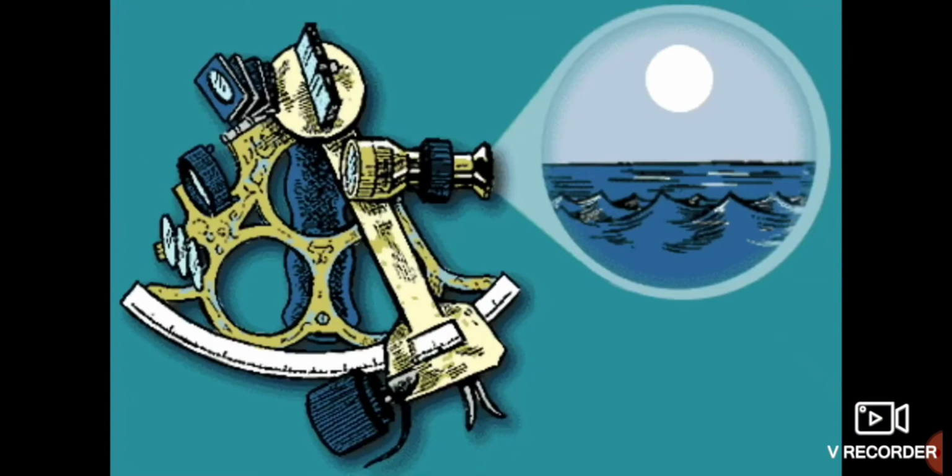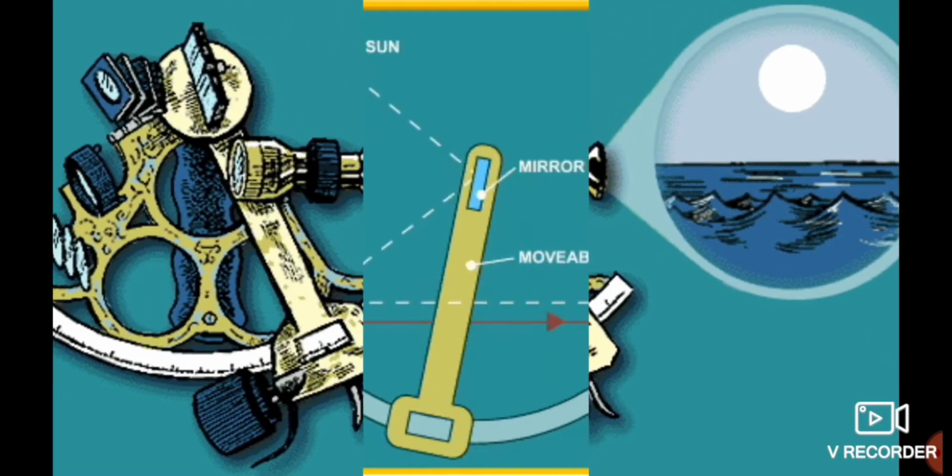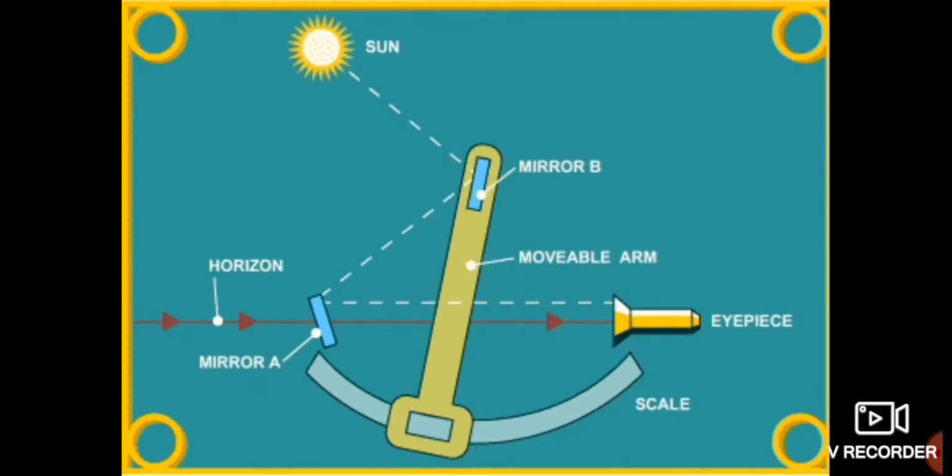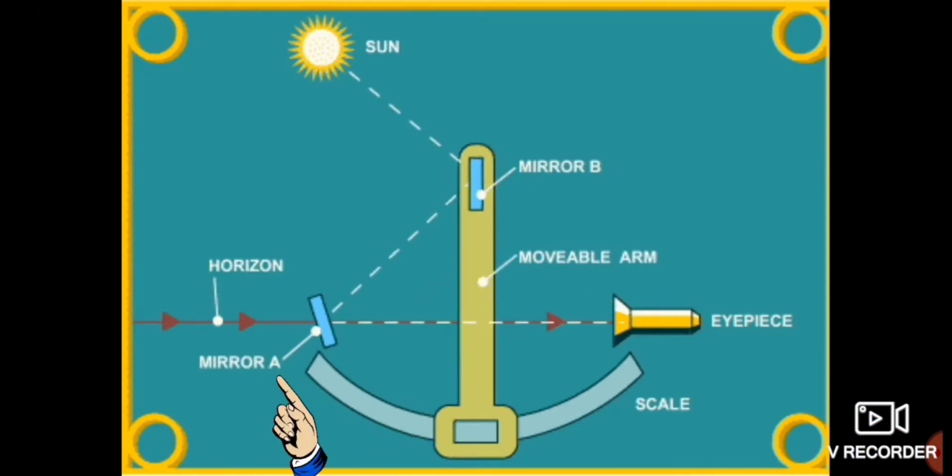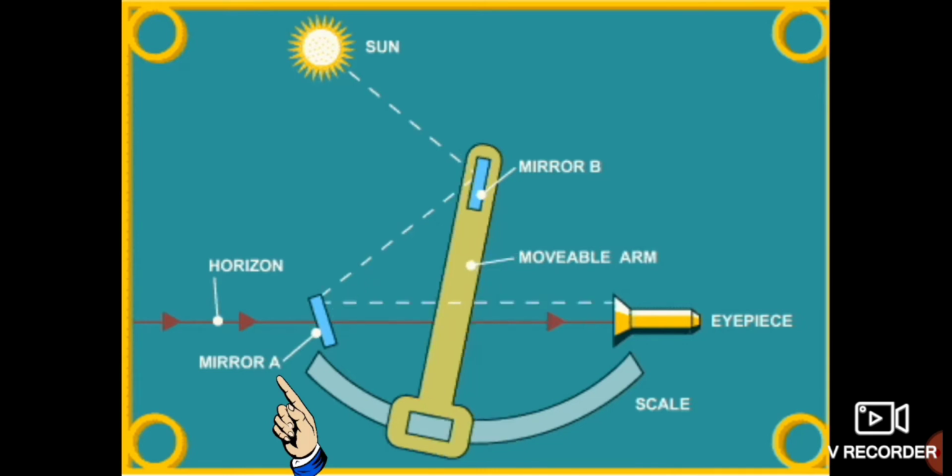There's nothing mystical or complicated about a sextant. All it is is a device that measures the angle between two objects. The sextant makes use of two mirrors. With this sextant, one of the mirrors, mirror A in the diagram, is half silvered, which allows some light to pass through. In navigating, you look at the horizon through this mirror.